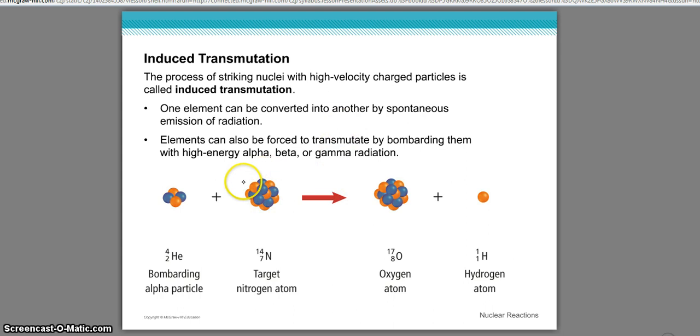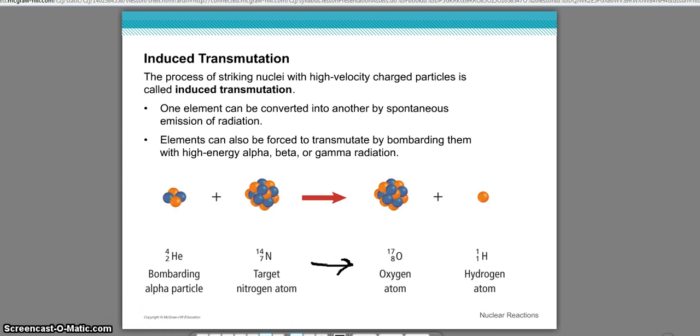So as you can see here, we have nitrogen 14, and we want to make it turn into oxygen. So we're going to bombard it with an alpha particle. Now, if you notice, when we pay attention to our mass numbers and atomic numbers, when we look at what we're making here, then we have 4 plus 14 is 18. So if we're making 17, then it gives off a hydrogen atom. 17 plus 1 is 18. Then if we look at the bottom, 2 plus 7 is 9. 8 plus 1 is 9. So we balance out with our nuclear equation.